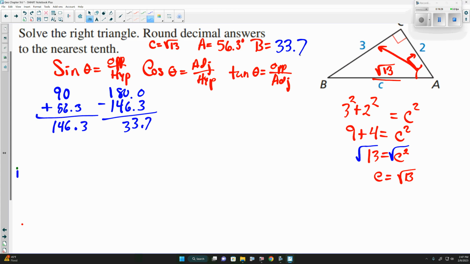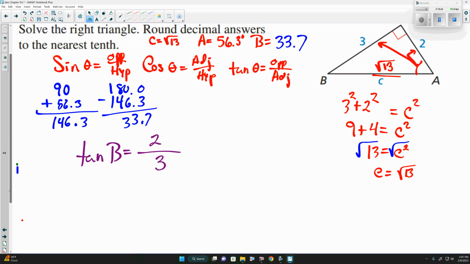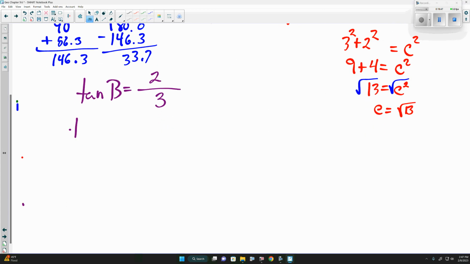Now, if I took, say, I'm just going to pick tangent of angle B. Well, tangent would be what? Opposite over adjacent. So we'd have 2 over 3. We would apply tangent inverse to both sides. And tangent inverse of tangent of B is just B.